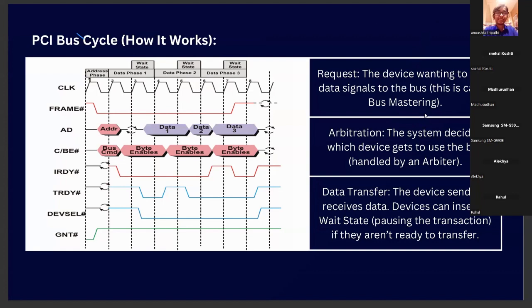Yes. Okay. But still, PCI is software compatible, like it is still compatible with PCI devices, right? So the second last one, DEVSEL, device select. That is like selecting devices. Okay, so multiple devices, or how will it work?